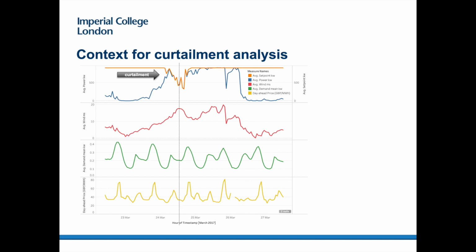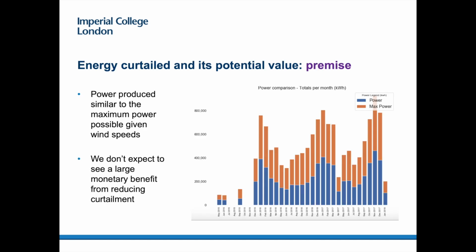So speaking of curtailment, we want to quickly clarify what we defined and used as curtailment. In a nutshell, curtailment was pinpointed at the times when the power was pretty much overlapping with the set point, and also when we found that the power was lower than the maximum power that could have been produced given the average wind speed at the time.